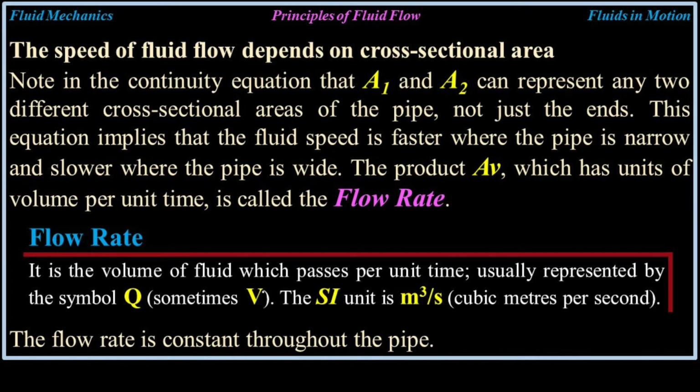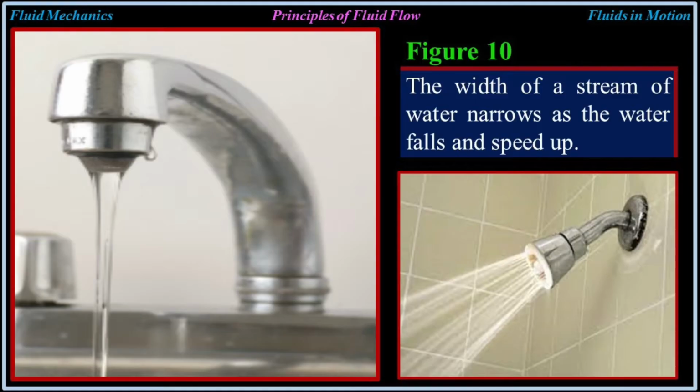Flow rate is the volume of fluid which passes per unit time, usually represented by the symbol Q, sometimes capital V. The SI unit is meters cubed per second, cubic meters per second. The flow rate is constant throughout the pipe.